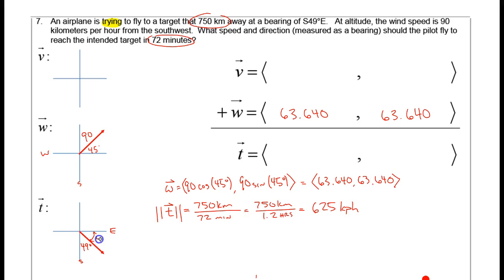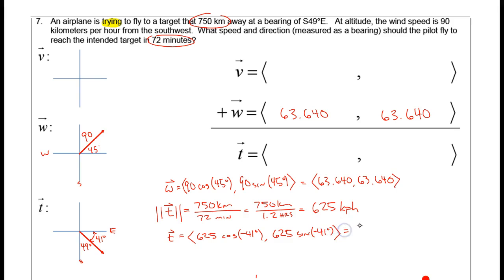that's 41 degrees. And I'm actually going to use that when I try and figure out what the component form is of the vector t. The component form of t is going to be the magnitude, 625, times the cosine of negative 41 degrees. I'm going to go ahead and use the angle measured from standard position, but negative. The signs between cosine and sine will work out to give us the right component form. 625 times the sine of negative 41 degrees.